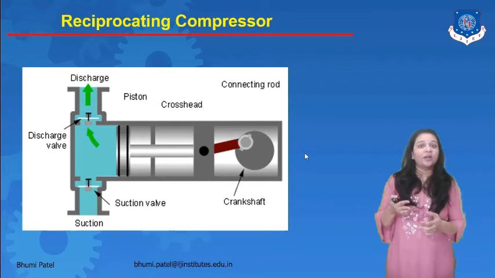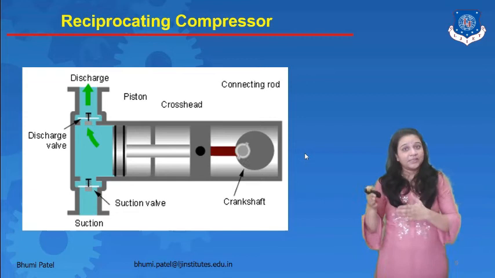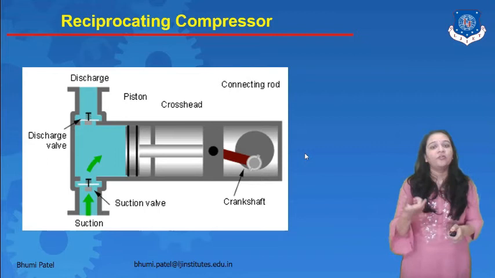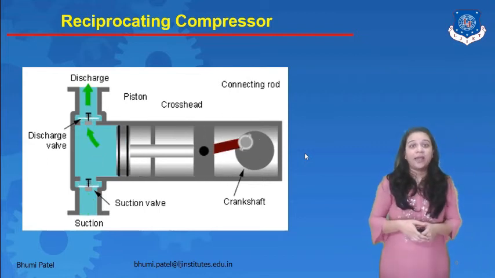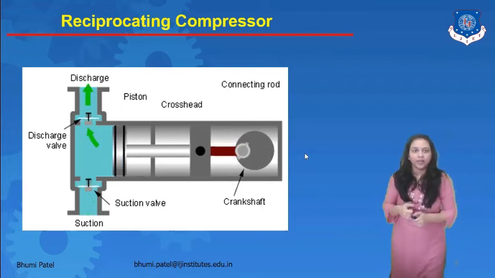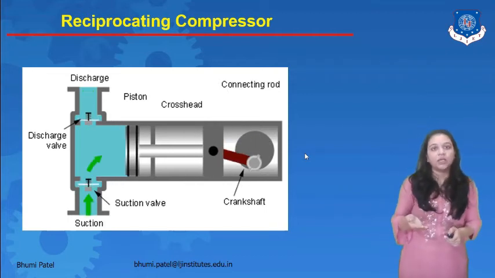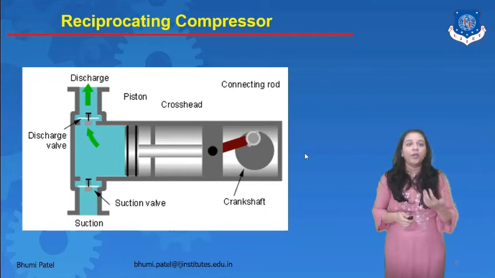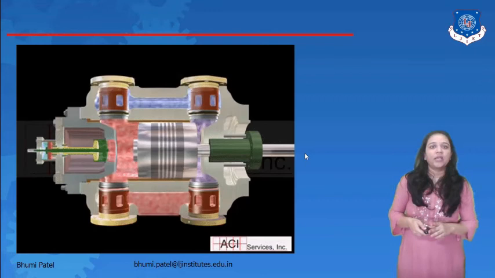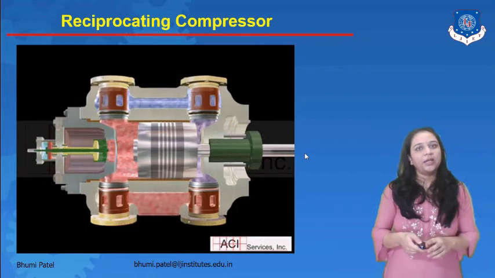In the reciprocating compressor, as we discussed earlier, there is a piston and cylinder mechanism. With the cylinder, we can connect a crankshaft, and with the piston and the cylinder, we can connect a connecting rod. Depending upon the level of the pressure, the discharge valve will open and close. So this is the GIF of the reciprocating compressor, and this is the actual diagram.